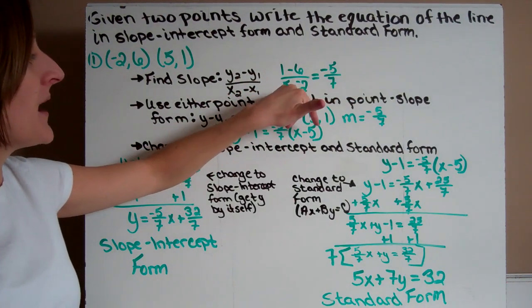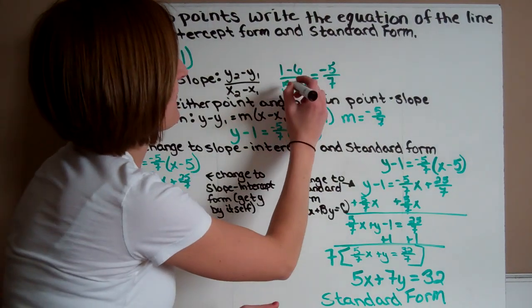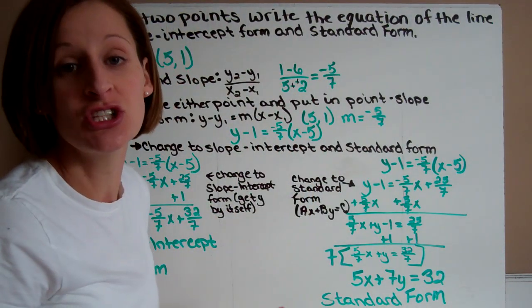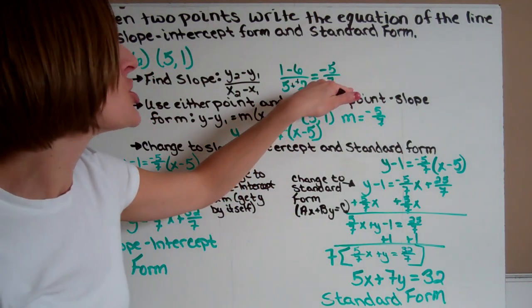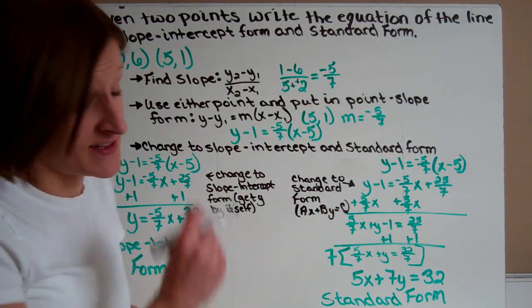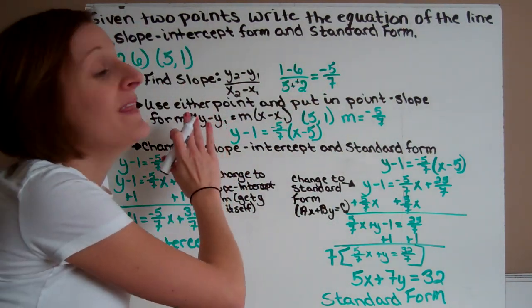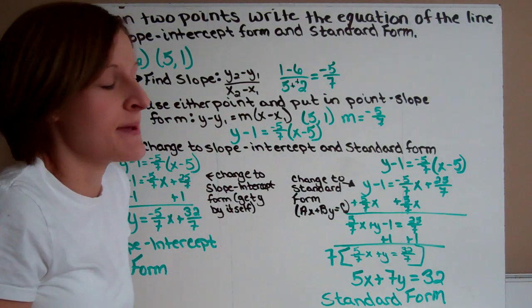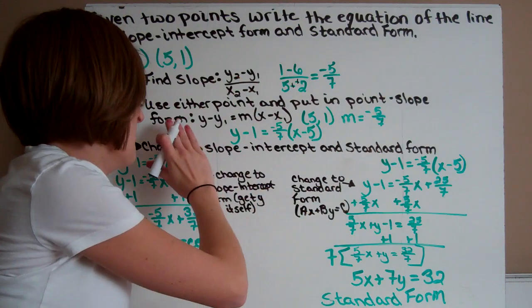Remember, 5 minus a negative 2, that's the same thing as 5 plus a positive 2. Keep change. 5 plus 2 is 7. So my slope is negative 5/7. So then I need to use either point, and each way is going to give you the same answer, and put it in point slope form.